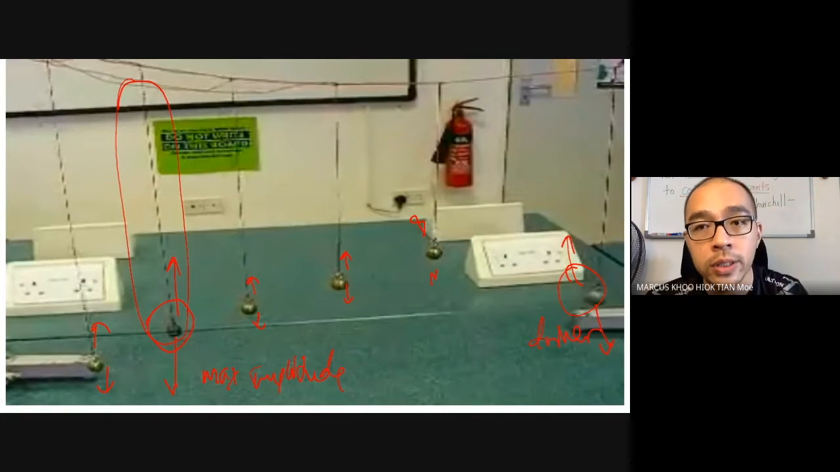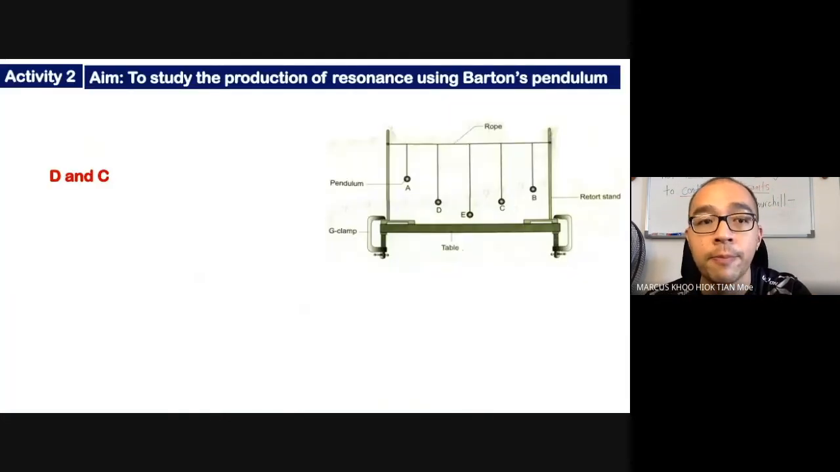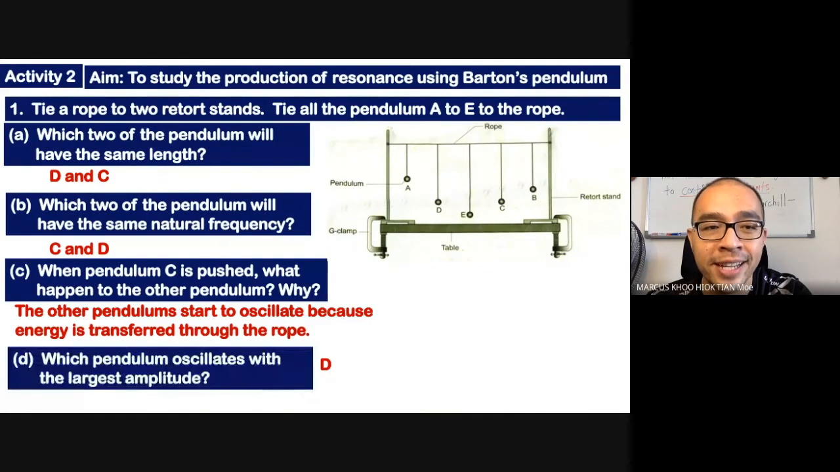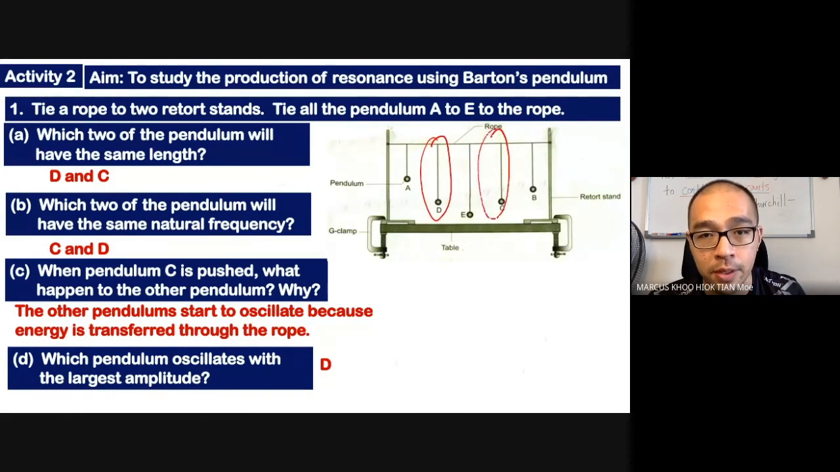And so for the explanation behind this, let's take a look at the activity. Sorry, the answers have come up before the questions again. So which two pendulums are the same length? It will be D and C. Notice that they are the same length. Now because they have the same length, they will have the same natural frequency.